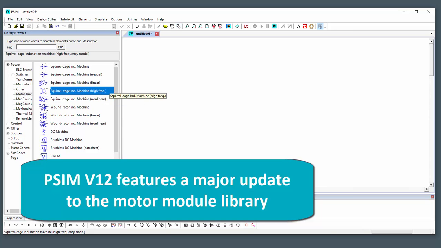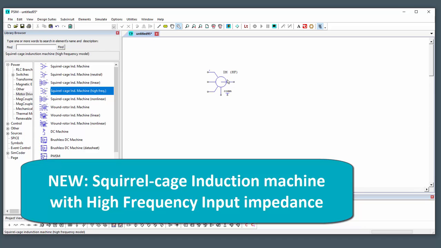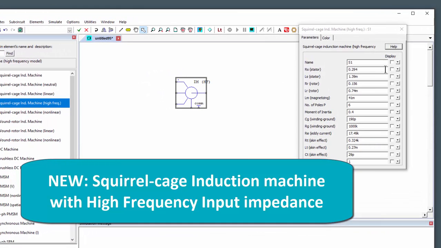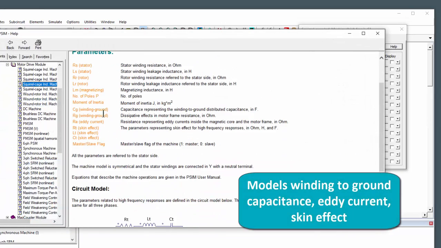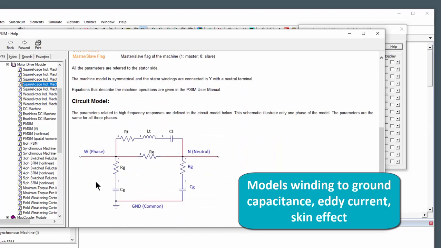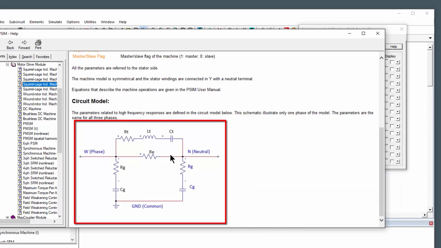The first one we're looking at here is the squirrel cage induction machine with a high frequency input impedance. This models the high-frequency Thevenin equivalent circuit for things like the winding to ground impedance, eddy currents, and skin effects. You can look at common mode noise problems with this model.